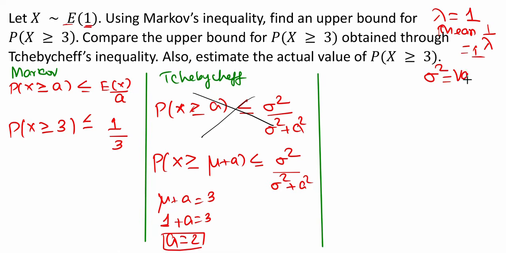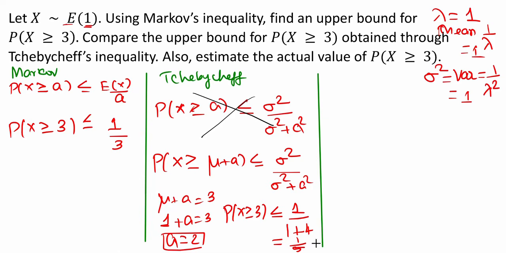What does sigma square represent? Sigma square represents the variance of your exponential distribution. What is the variance of an exponential distribution? It is 1 divided by lambda square. So this also becomes equal to 1. So my probability of X greater than or equal to 3 will be less than or equal to 1 divided by 1 plus 2 square, that makes it 4. So that becomes 1 divided by 5. So by Markov, the value is 1 by 3. By Chebyshev, the value is less than or equal to 1 by 5.